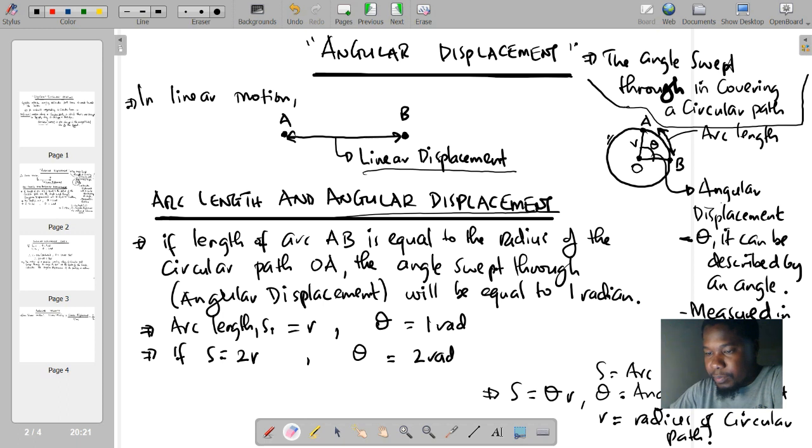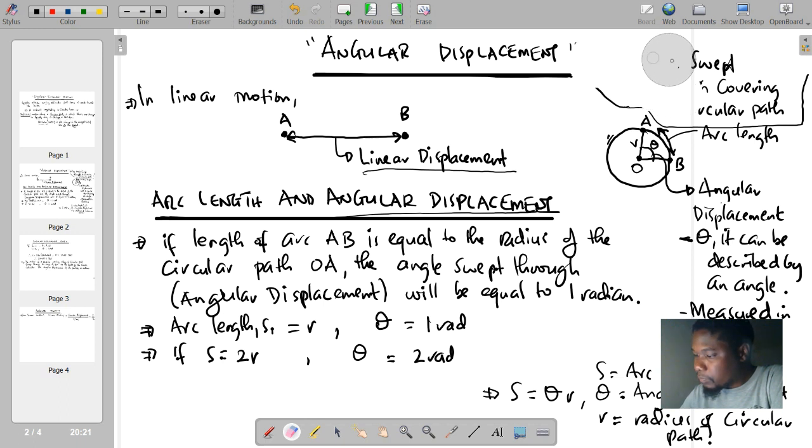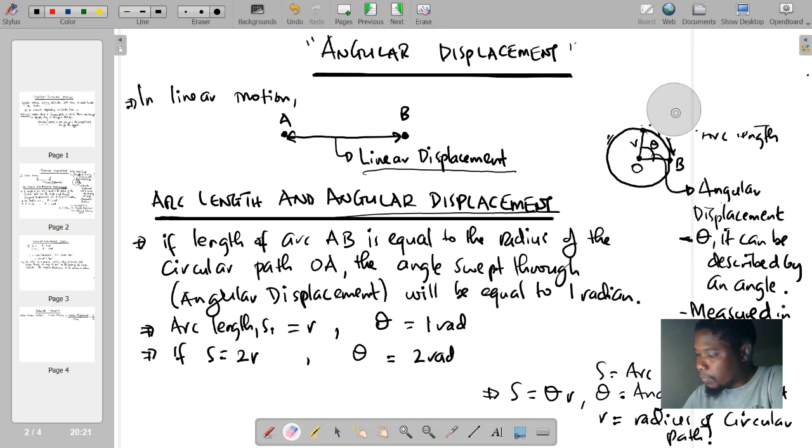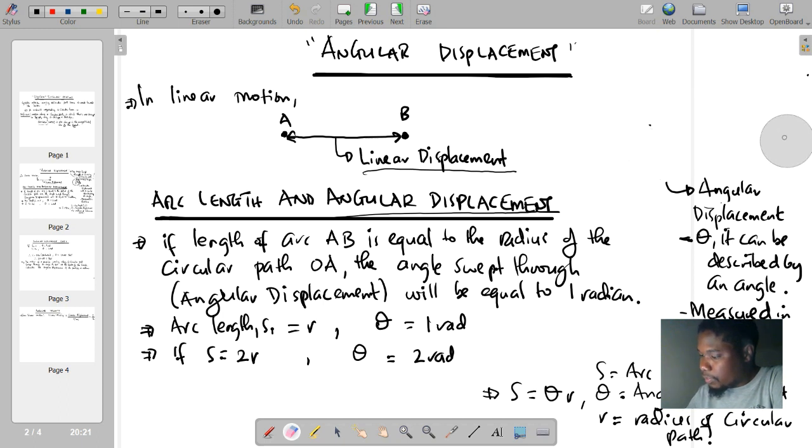Okay, let me just remove this part so that this makes so much sense. Okay, now let me remove this part. Okay, let me just redraw this, I think.